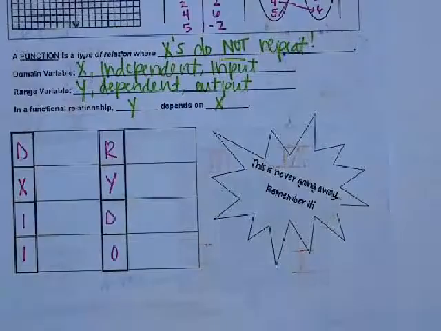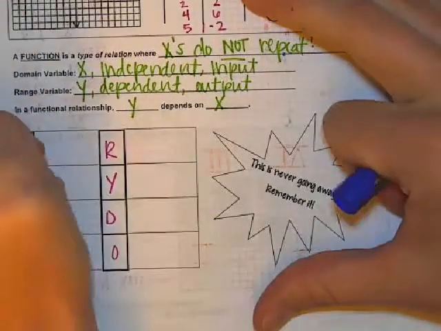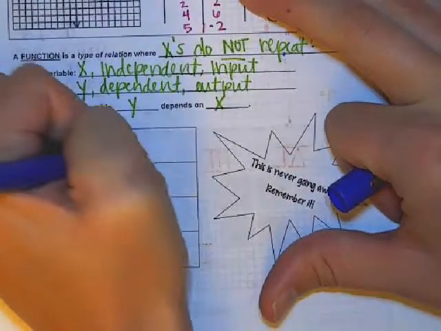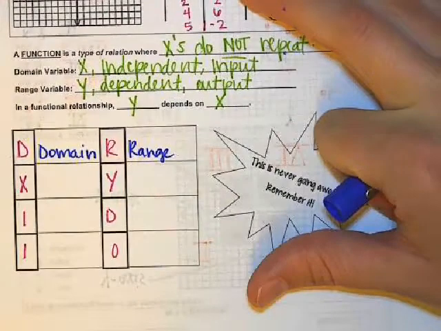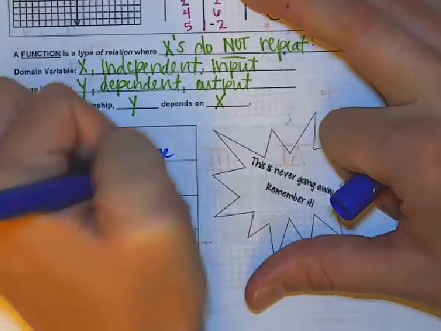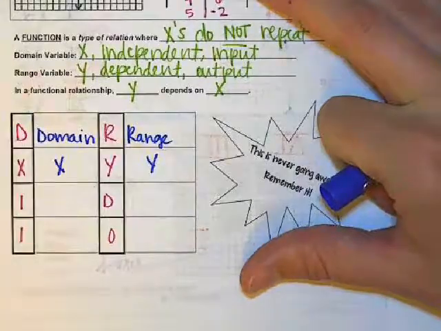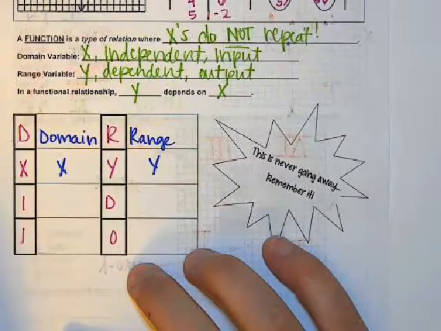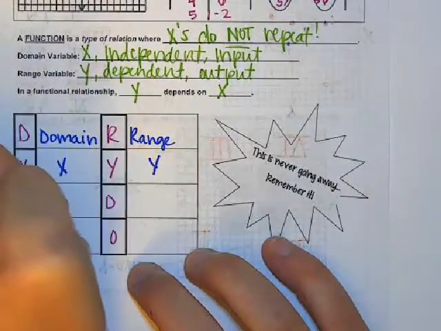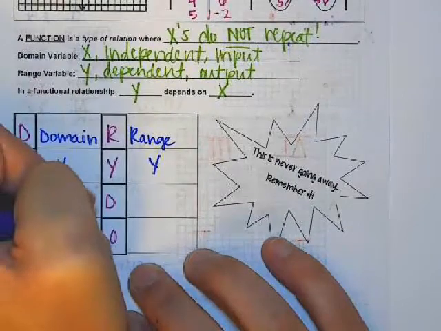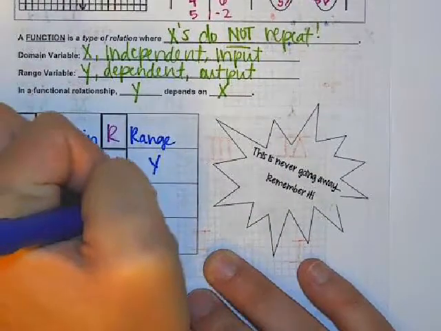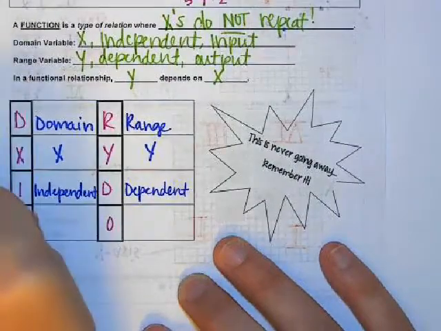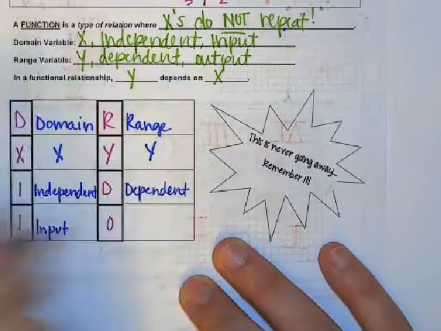Okay, now, let's fill in the words next to it. D stands for domain. R stands for range. X and Y are just XY. I and D is what? Independent. Good. In 8th grade, you talked a lot about independent and dependent, right? You should have. I and O is input and output. Good.